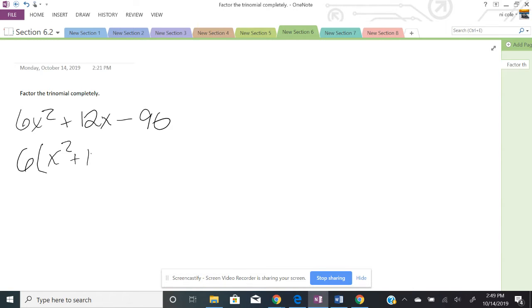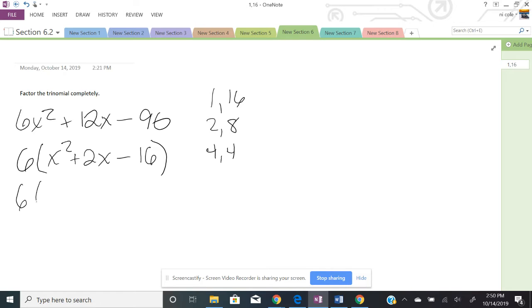Let's redo that. 2x minus 16. Okay, so let's work all our factors of 16. You have 1 and 16, 2 and 8, and 4 and 4. So I'm going to have 6, parentheses, parentheses. All right, what makes x squared? Well, x and x. So how do I make that minus sign? I need a plus and a minus. All right, so I'm going to put the two closest together. I'm going to do 4 and 4.